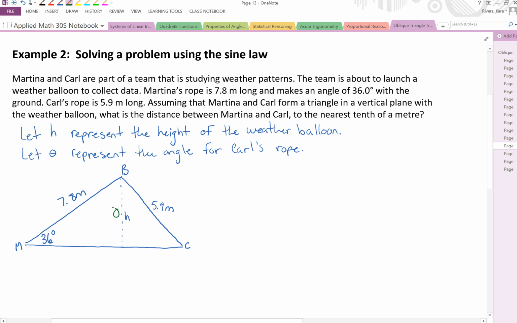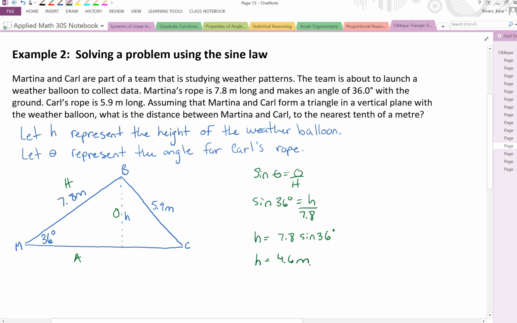So this is my opposite, my hypotenuse, my adjacent side. Let's solve. Sine of theta is opposite over hypotenuse. Sine of 36 degrees is going to be my height over 7.8. If I punch 7.8 sine of 36 into my calculator, I end up with a height of 4.6 meters.